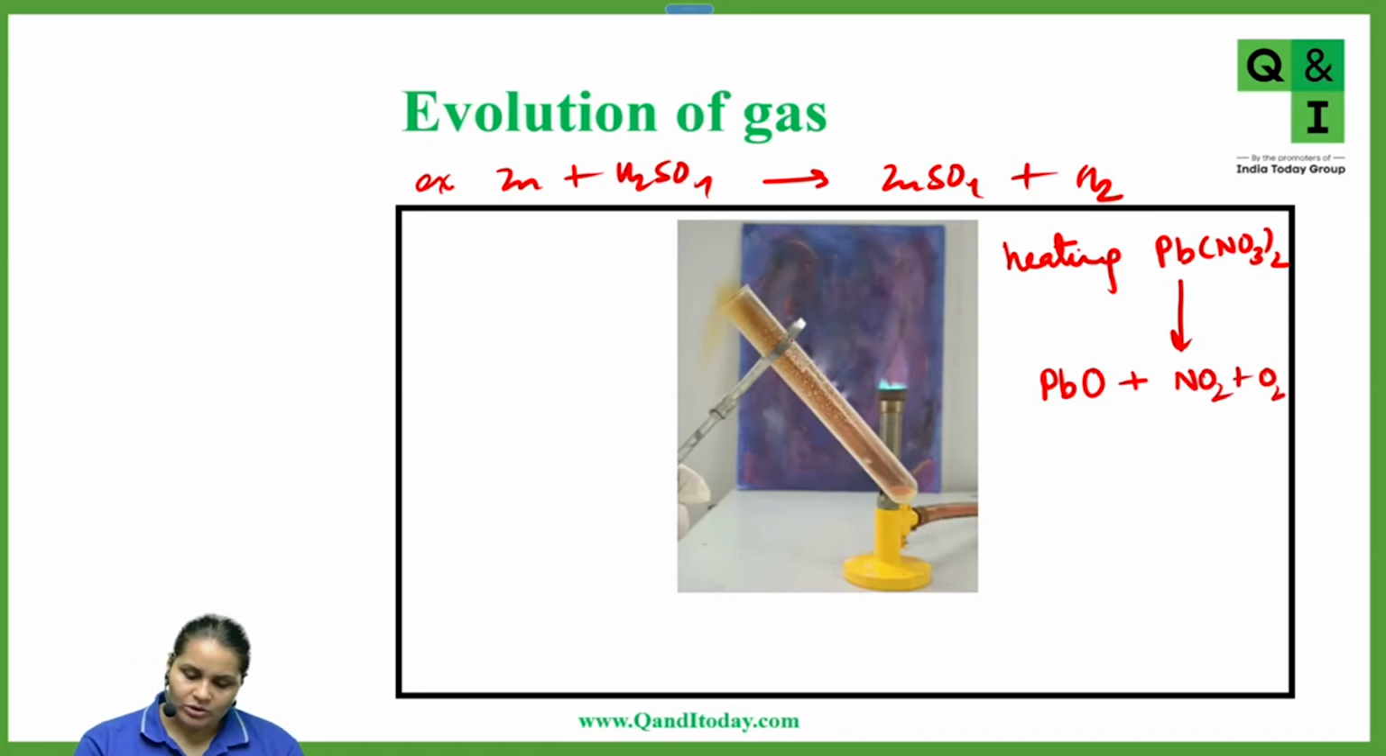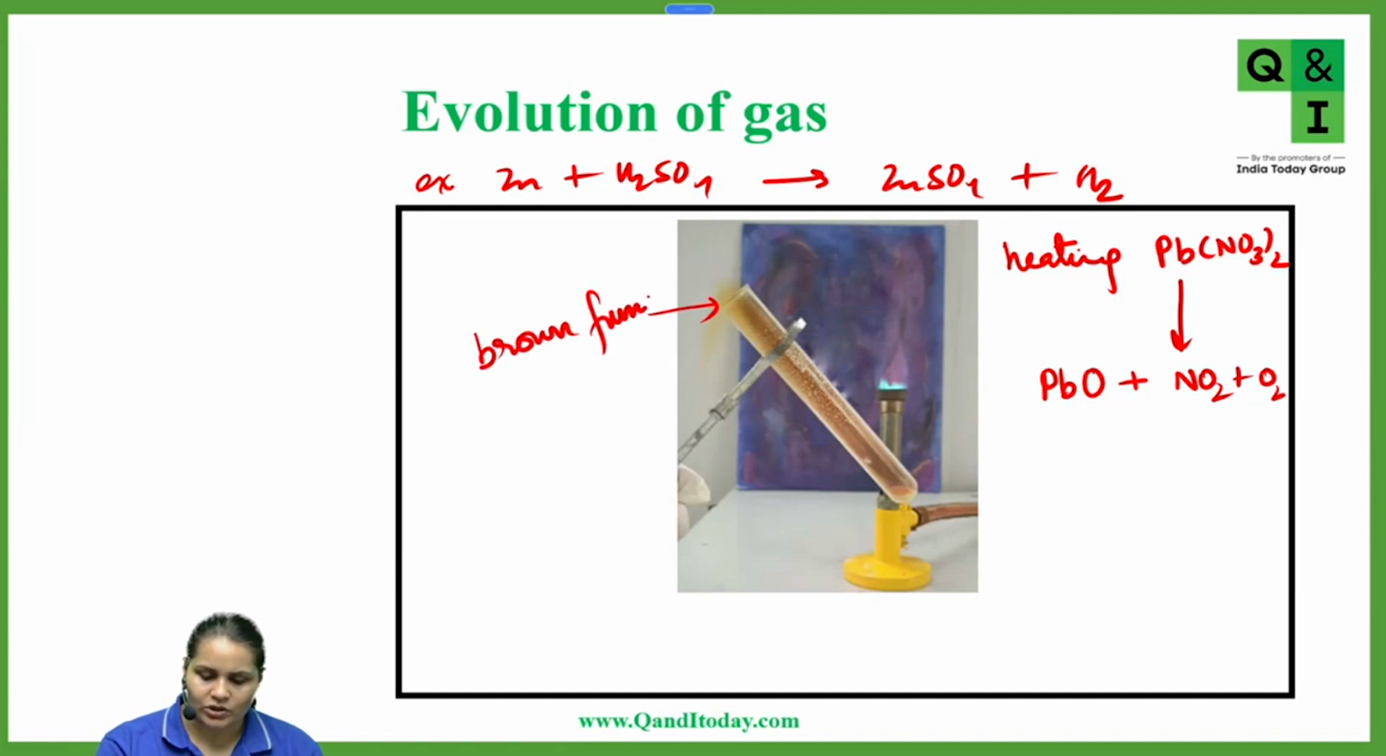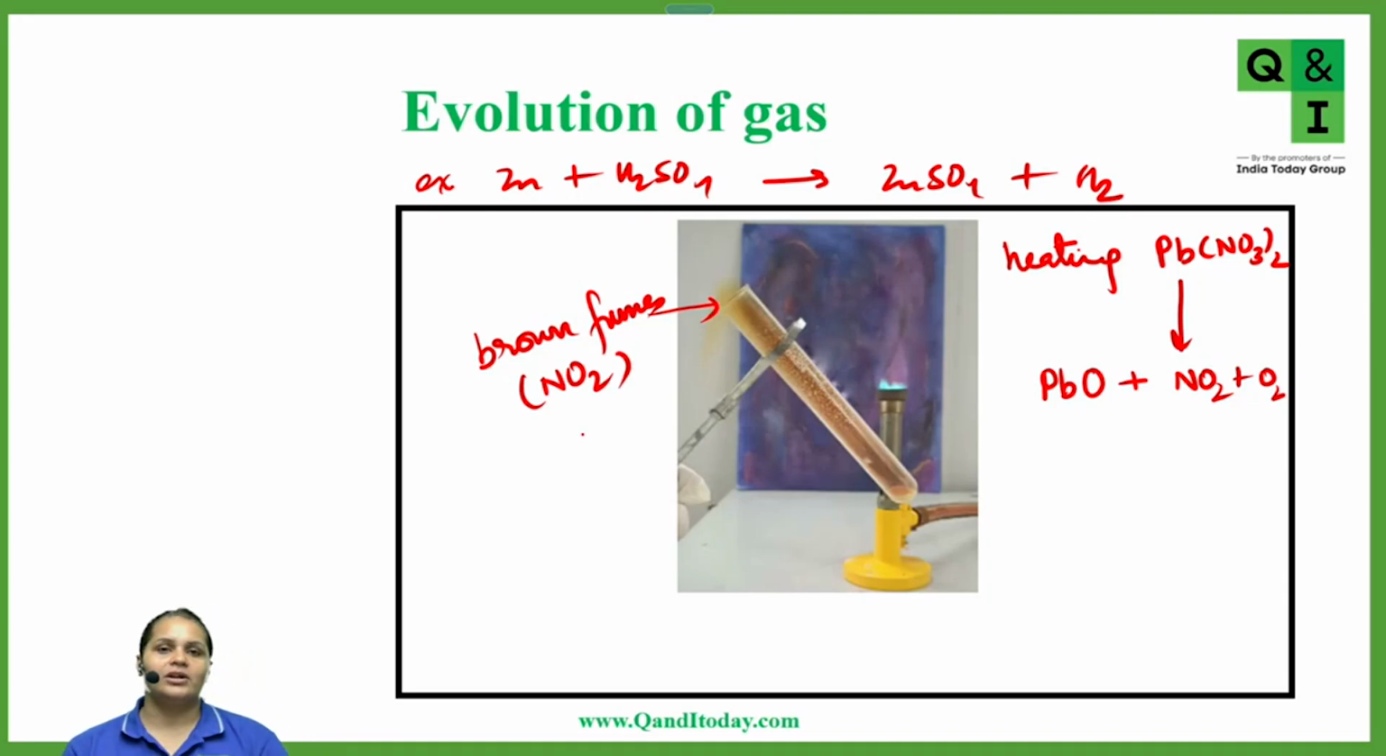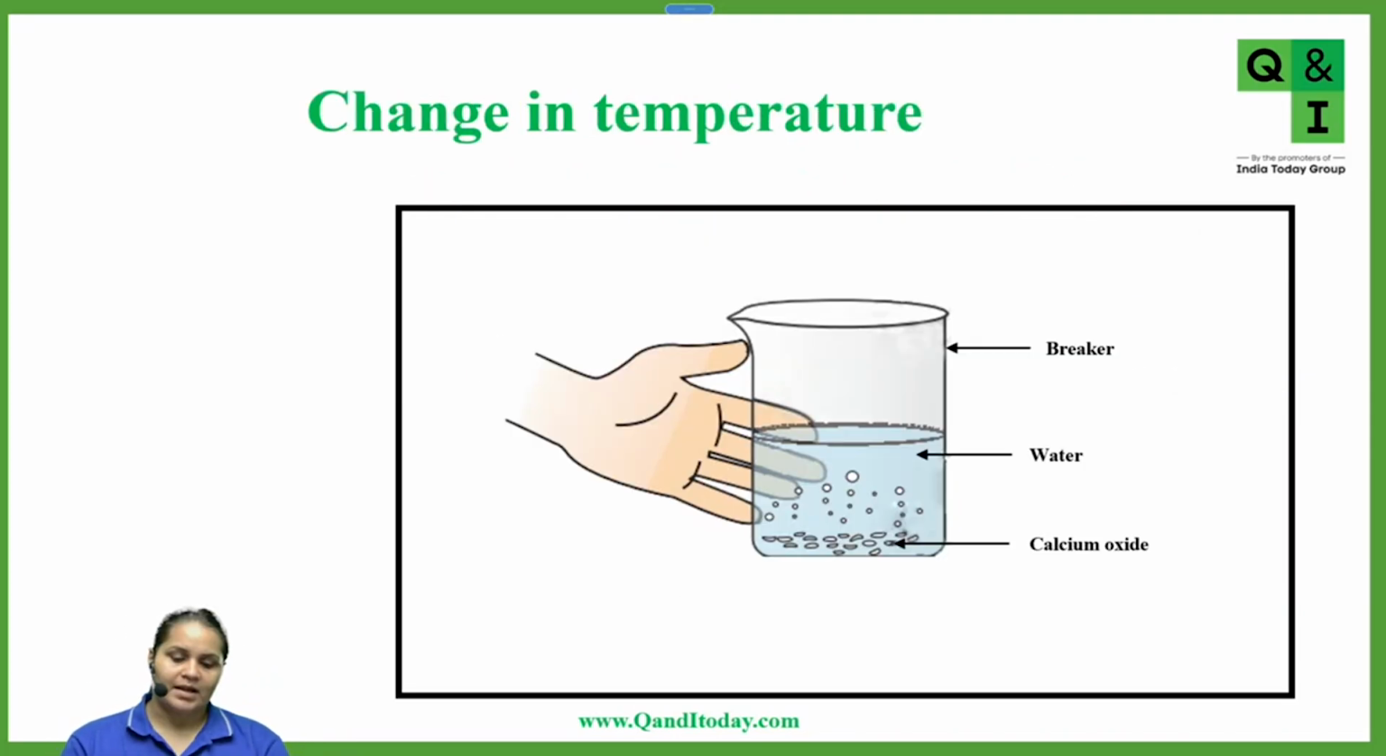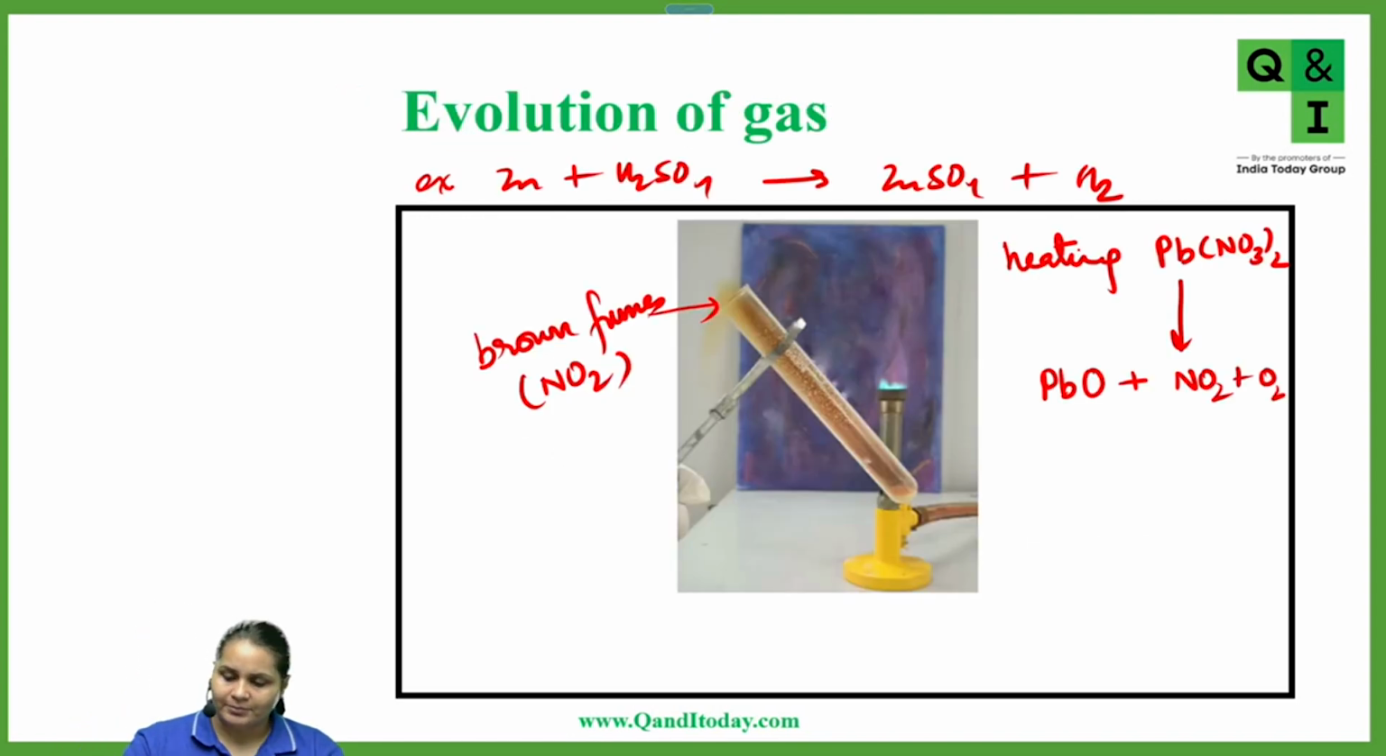So this is how it looks. You can see the brown fumes coming out of the test tube when you are heating lead nitrate. These brown fumes are of nitrogen dioxide. The point here is when you heated lead nitrate, you saw the evolution of a gas, and that was the indication that some chemical reaction is going on.